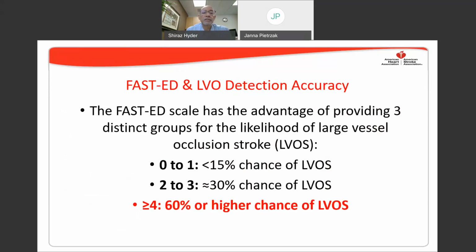But the FAST-ED screen can help identify large vessel occlusion. And if the screen gives us a score of greater than 4, there's a 60% or higher chance of having a large vessel occlusion. But that's not something that you have to worry about if you don't have time, or you can just visit with the neurologist on call and they can guide you through it. But this will have to be a decision made between the referring and the receiving hospitals to decide what is the next step in terms of intervention.